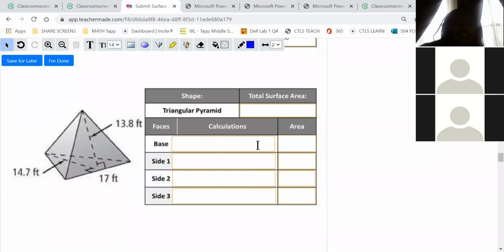And I believe we did this one in class as well. So I'm pretty sure we did. So I'm going to go through this one super quickly just to show you how it's done. I am going to start with the base. This is a triangular pyramid. So that means that the base is a triangle. So I'm going to highlight this base so that we can see it a little better. And I see the base of this triangle is 17. And the height is showing me 14.7.